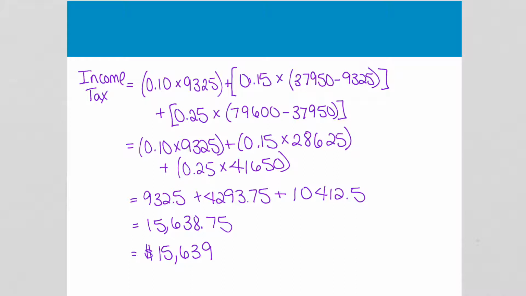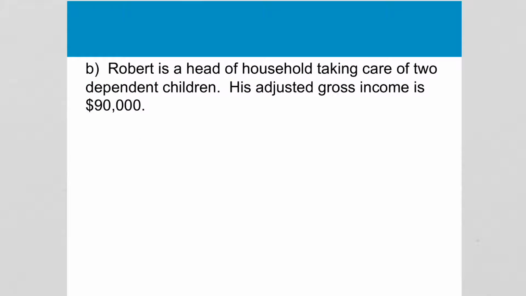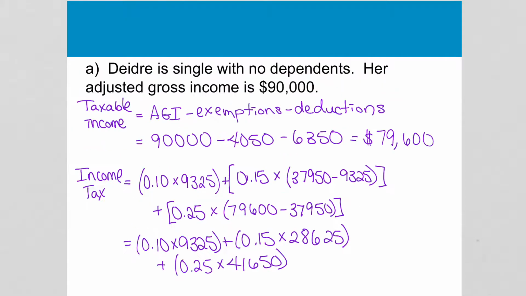Okay, so let's look at another example. Robert is a head of household, taking care of 2 dependent children. He's not married. His adjusted gross income is also $90,000. So we first find his taxable income, $90,000, minus his exemptions and deductions.